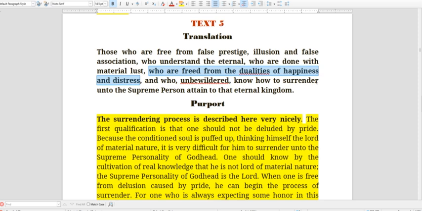Who, unbewildered, know how to surrender unto the Supreme Person attain that eternal kingdom. Such a person is unbewildered and they go back to God.